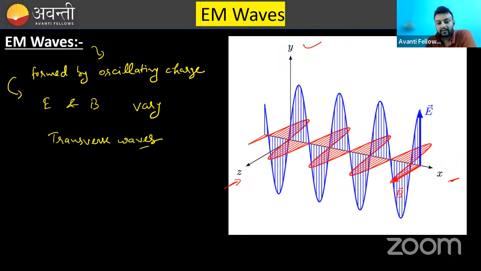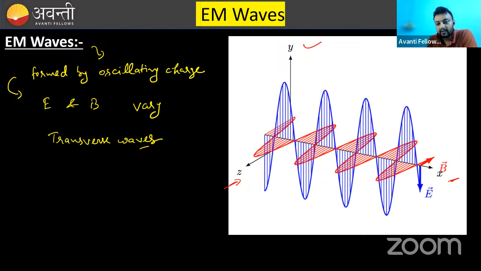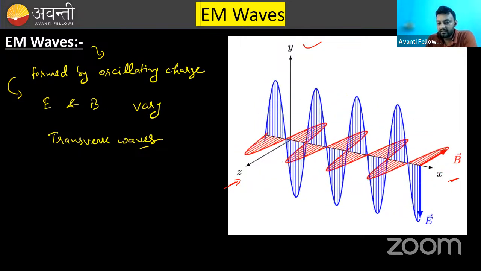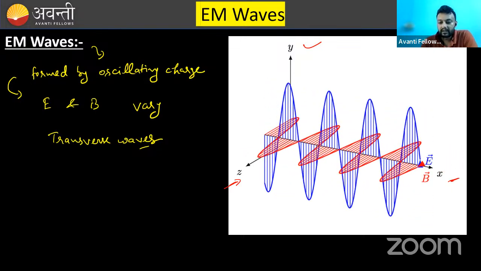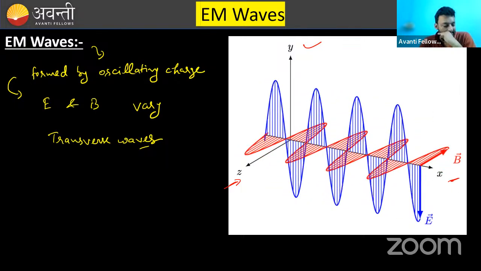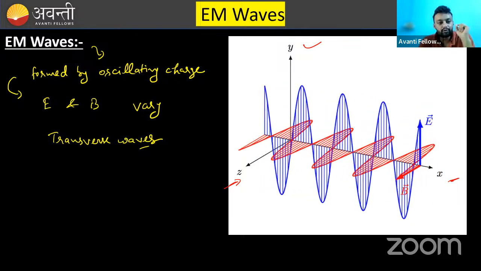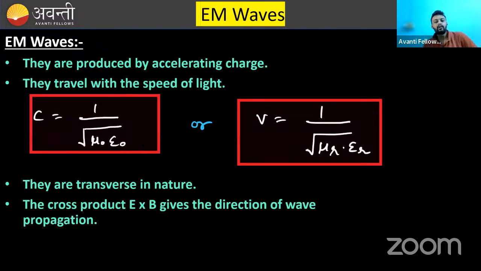Okay. Now, after seeing this animated graph, the magnetic field is in the Z direction, the electric field is in the Y direction, and they are propagating in the X direction. I think this point is clear. Now, there are some punchlines that you should remember. First, they are produced by accelerating charge, or you can say oscillating charge.